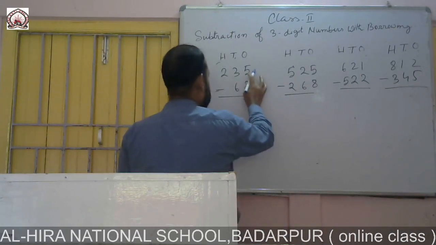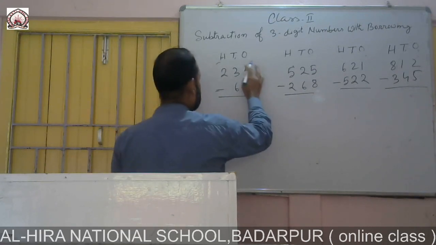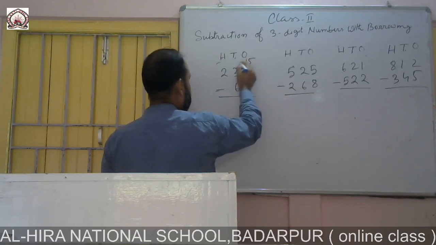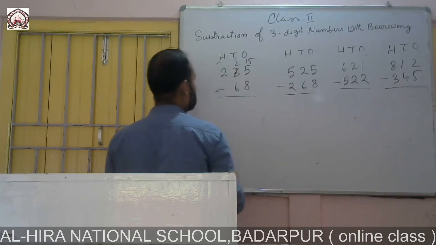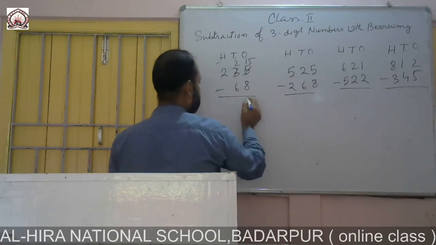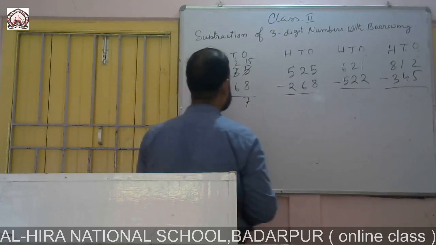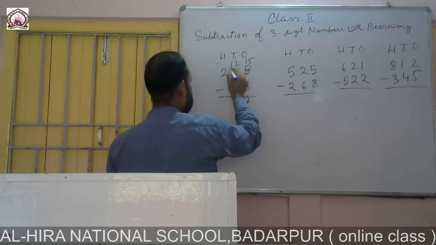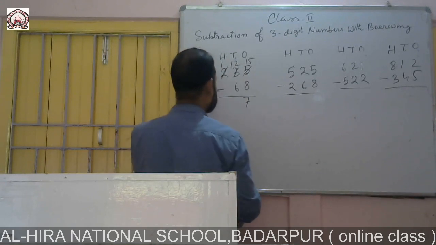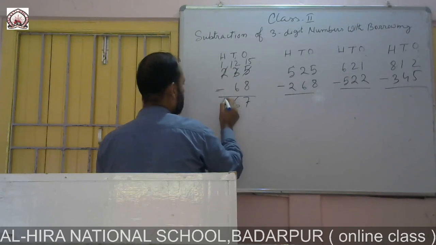So there is 5 minus 8, we can't, then what to do? Borrow 1 from 3, then there is 15 and there remain 2. So 15 minus 8 is equal to 7 and there remain 2. 2 minus 6 can't, then borrow 1 from there, then there is 12 and there remain 1. 12 minus 6 is equal to 6 and there remain 1.